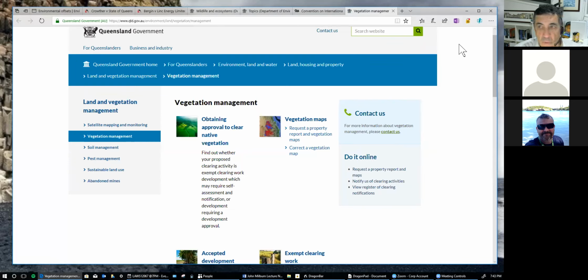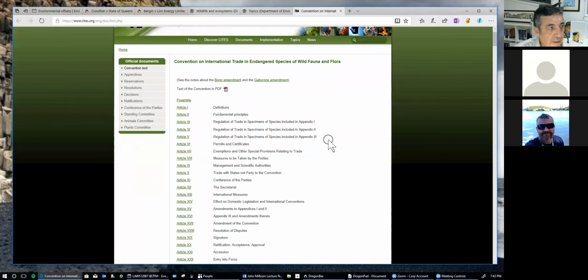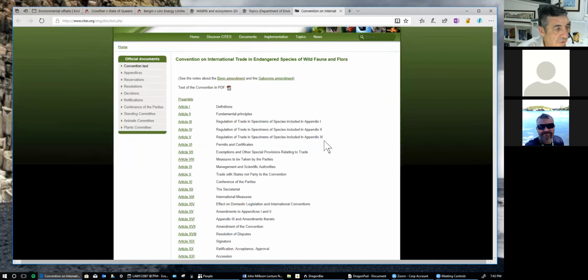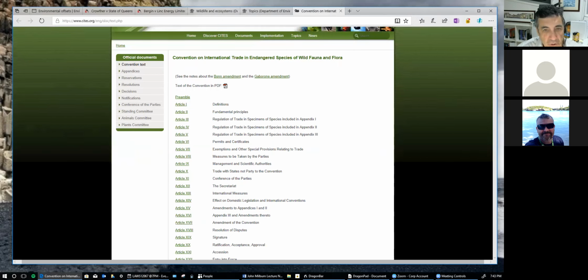Now, for native wildlife at a Commonwealth level, the Commonwealth is bound in some ways by international conventions. And when it comes to protecting endangered species of wild fauna and flora, the Convention on International Trade in Endangered Species, CITES, is important. This website, www.cites.org, provides information about the convention. And you'll see that there are a number of specific international issues that have been agreed to by the Commonwealth, which become eventually part of our law.